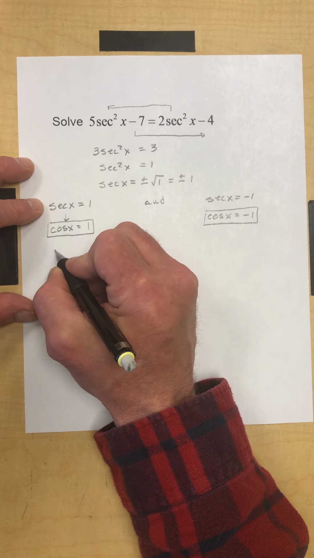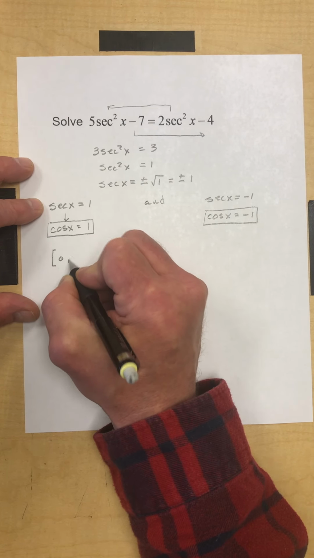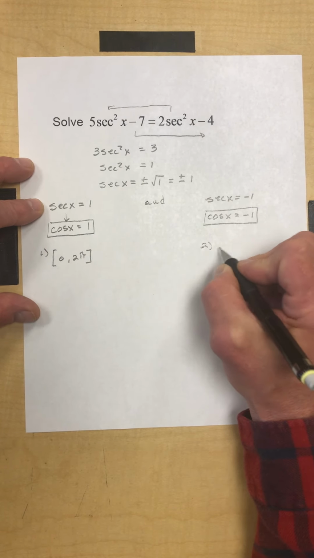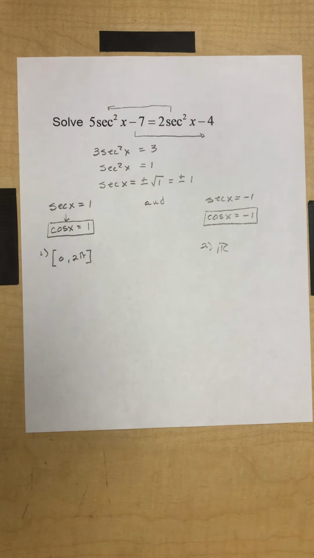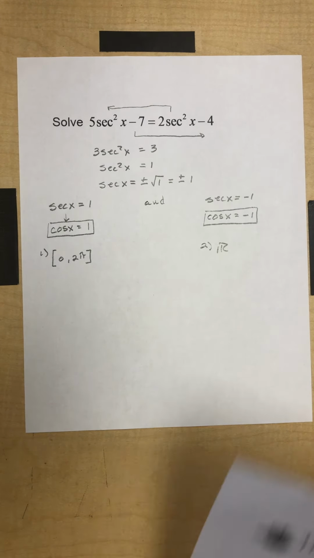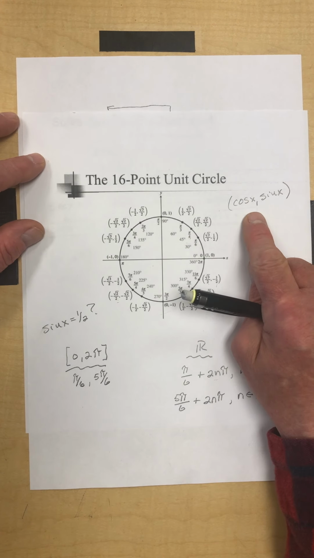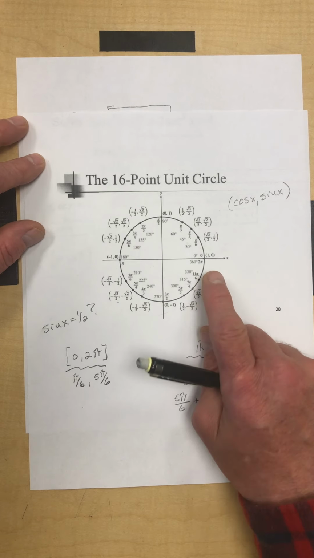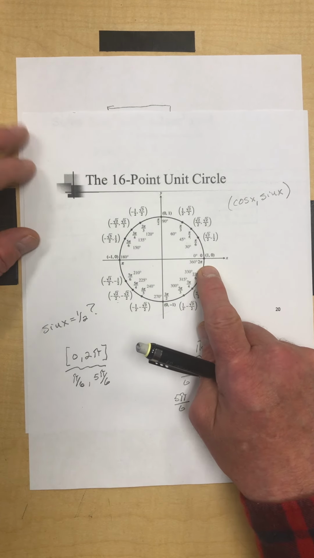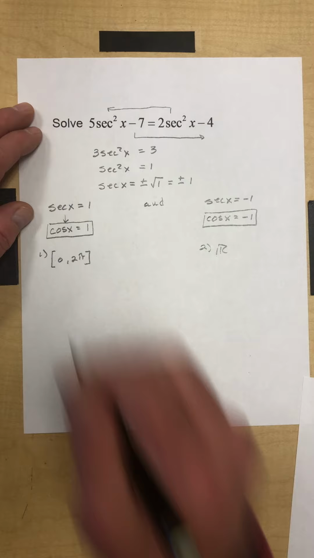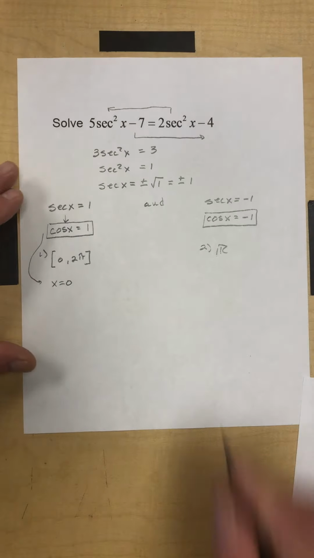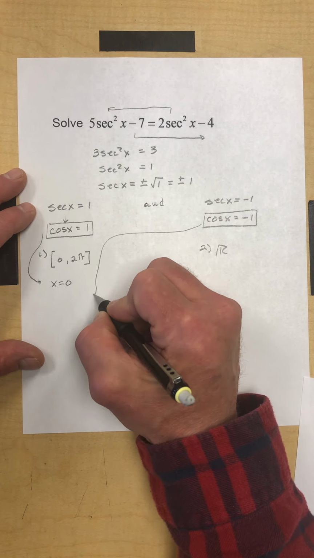Let's see what happens here. From 0 to 2 pi, and then we'll go to the set of all real numbers. When will the cosine of x be equal to 1? Remember, cosine is our x-coordinate. So when is our x-coordinate equal to 1? That only happens right here at 0 or 2 pi. I'm just going to call it 0, since that's the only time it happens. So this one gives me x equals 0 radians.